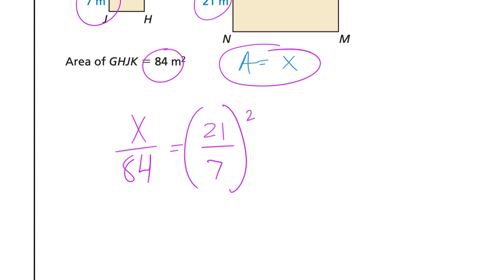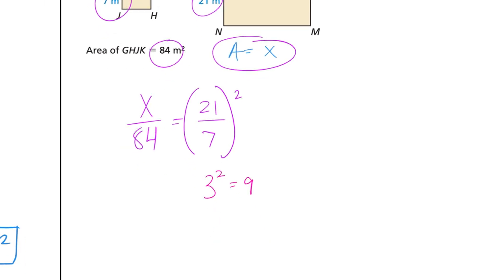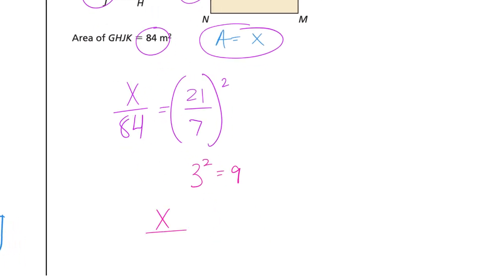Now, if you want, instead of squaring both of these numbers, you could just divide these numbers first. That might make it easier to work with. Like 21 divided by 7, that's just 3, and 3 squared is just 9, right? So this would be x over 84 equals 9 over 1. Or you could square both of these numbers and end up with big numbers here. That's okay too. It would work the same way.